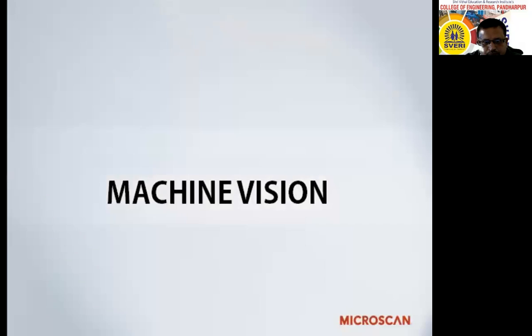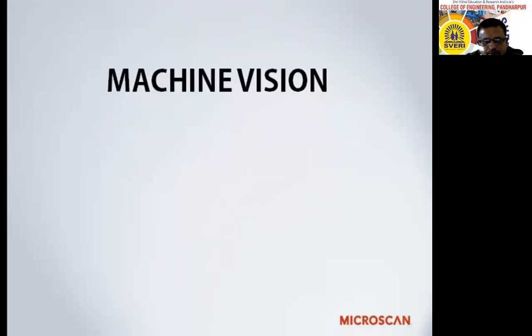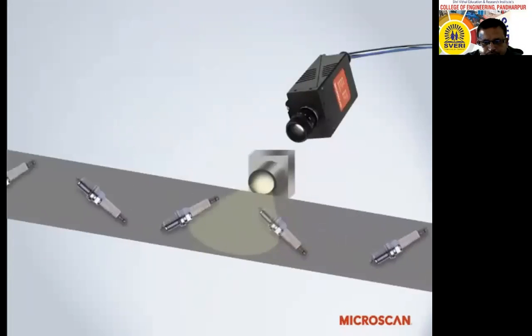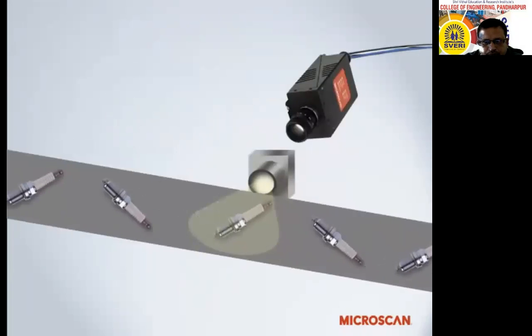So let's get started with a definition of machine vision. Machine vision is defined as the automatic extraction of information from digital images. So what exactly does that mean? Well, let's look at a very basic breakdown of a typical machine vision process.